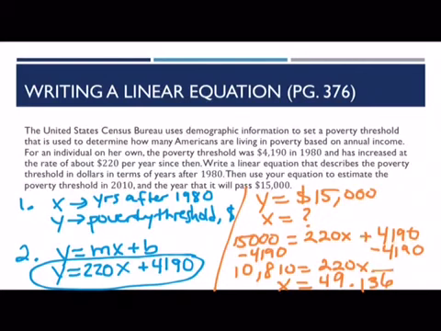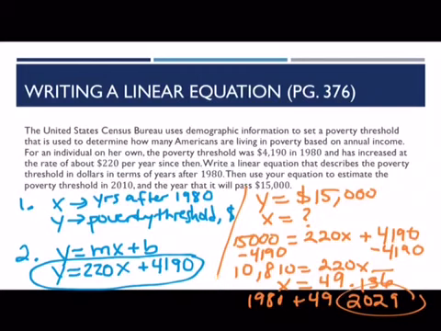49.1363636 repeating. All right, so let's go ahead and round. That would be closest to 49 if we're going for a whole number. And then we need the year associated with that. So that would be 49 years after 1980. To find the year, you would do 1980 plus 49, and that gives the year 2029. So in 2029, the poverty threshold is expected to pass 15,000.